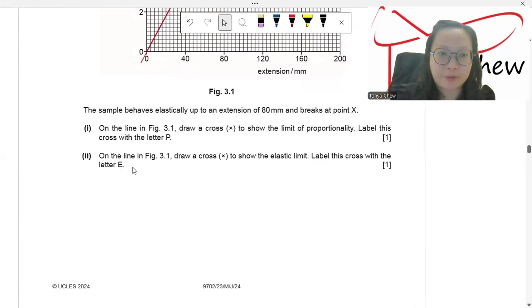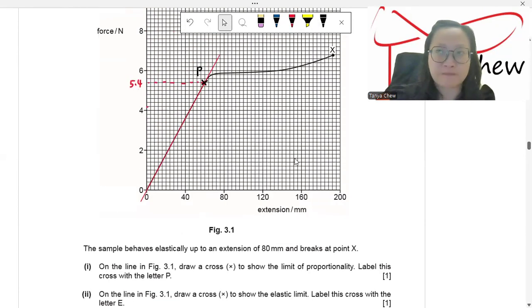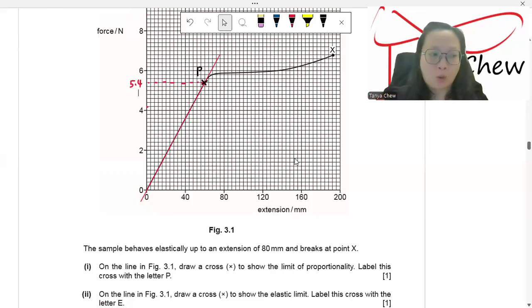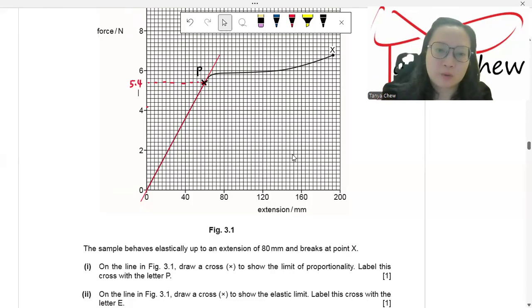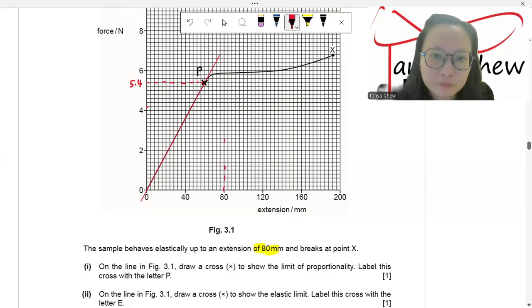On the line, second part, on the line in Fig 3.1, draw a cross to show the elastic limit. Label this cross with a letter E. Do you know what is elastic limit? Elastic limit is a point beyond which the object will either break or deform plastically. Now, the question already mentioned, this sample will behave elastically up to extension of 80 millimeter. So you search, which is 80 millimeter? This is it. So put a cross here, and then label this as E because up to that extension, that is the maximum extension.